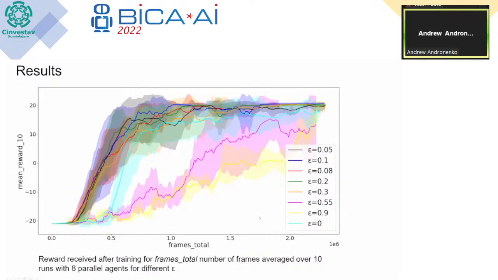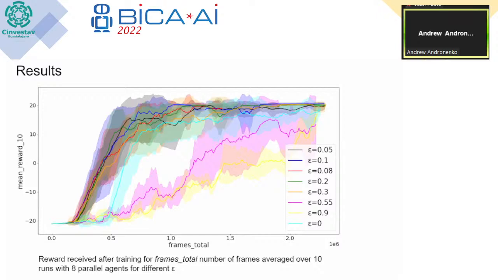And here are the results for different epsilon values. The epsilon parameter regulates how much of this additional reward will be added to the V block class. And we can see that even small values of an additional reward help us to speed up the training.